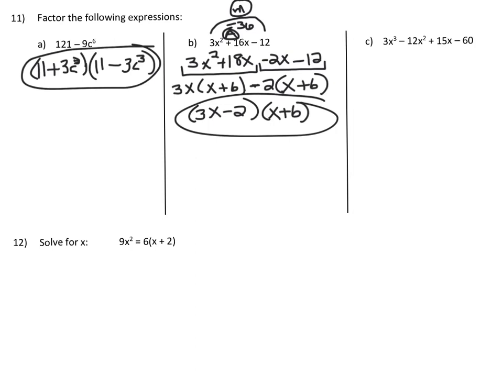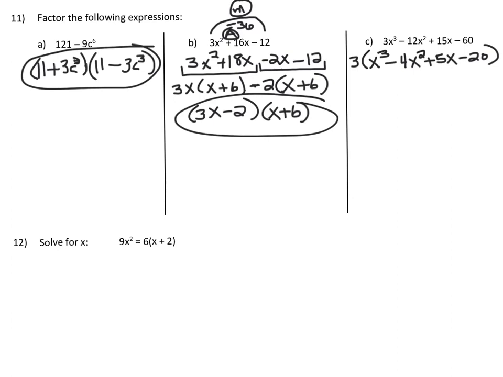I'm going to pull out a 3, and that'll leave me with x cubed minus 4x squared plus 5x minus 20. Now, one thing I want to point out, please do not try to pull out an x with this 3, okay? You can only pull out a number because, look, this last term doesn't have an x. So if it doesn't have an x, you can't pull it out.